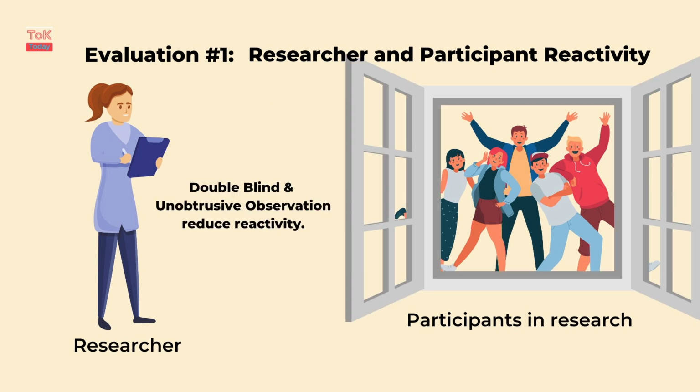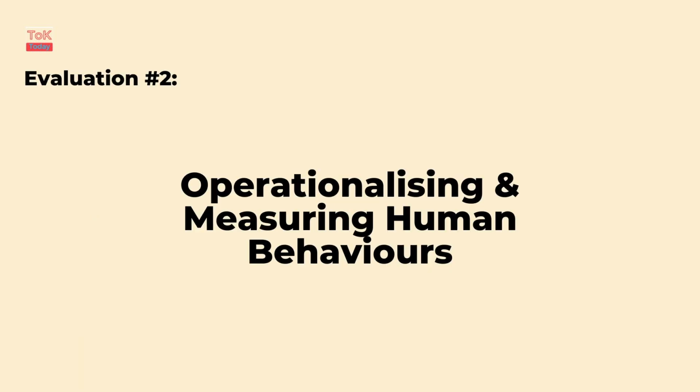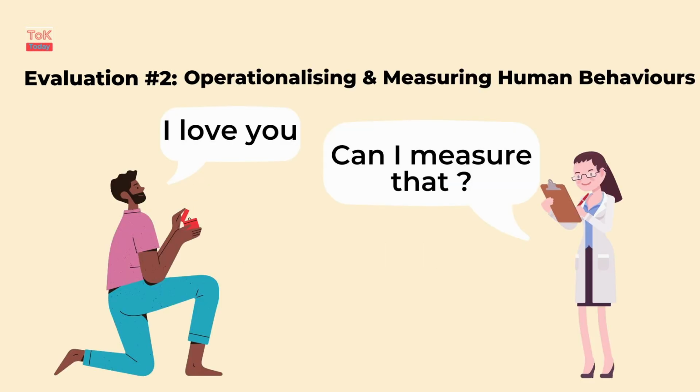To reduce these effects, researchers use techniques like double-blind studies and unobtrusive observation. However, completely eliminating reactivity remains a significant challenge. Evaluation point 2, operationalizing and measuring human behaviors. Next, let's tackle the problems of operationalizing and measuring human behaviors, especially emotions.